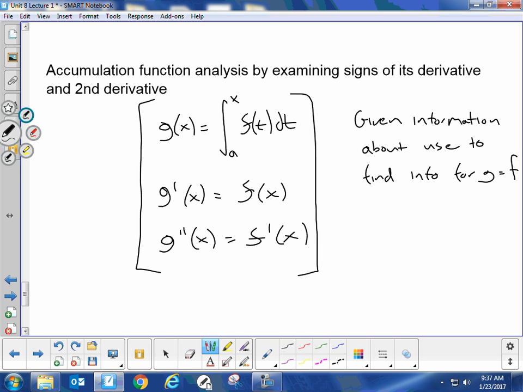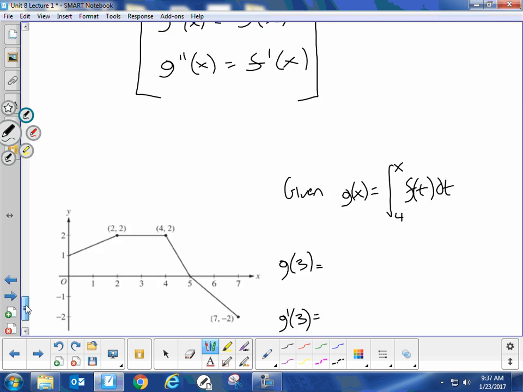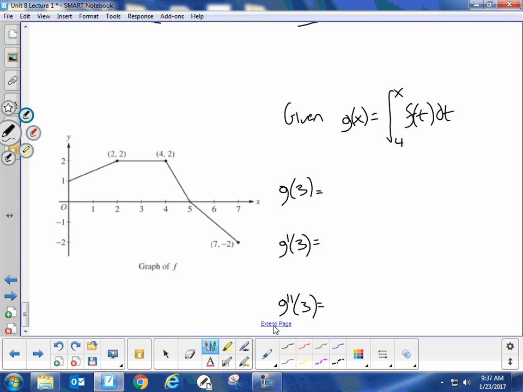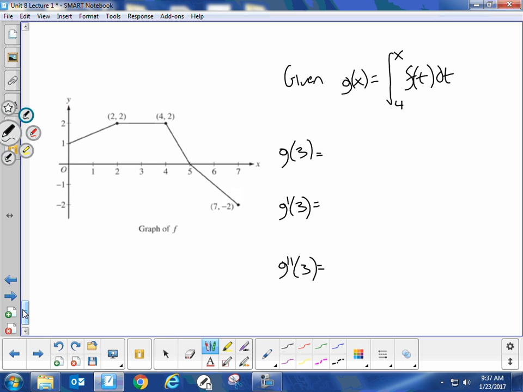All right. So here are your first kind of types of problems that you will see that kind of goes beyond just area. I'm giving you that g is equal to the integral from 4 to x of f of t dt. We have this graph that we're used to seeing. I'm going to ask you for g of 3, g prime of 3, and g double prime of 3. However, the information I give you is the information for f. Go.